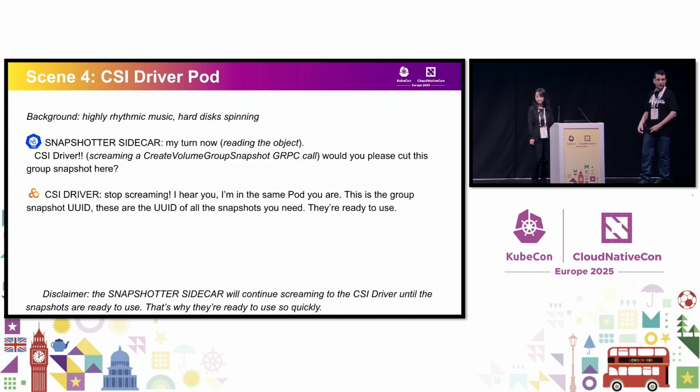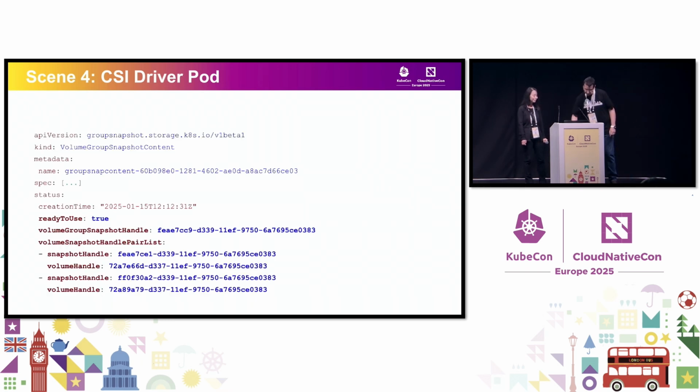Good. OK, let's take a group snapshot. These are the UIDs of the snapshots you requested me. And this is the UID of the group snapshot. And you know why group snapshots are so fast? It's because the snapshotter keeps screaming at the poor guy sitting next to him until it is ready. Oh, good. OK. Let's do that. So I'm going to fill all the details. It's everything there, these magic numbers, all the UIDs, and it is ready to use immediately.